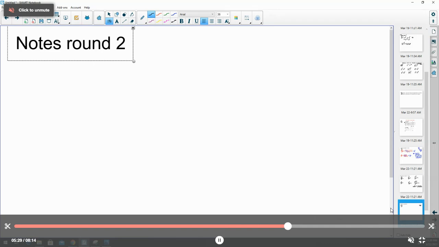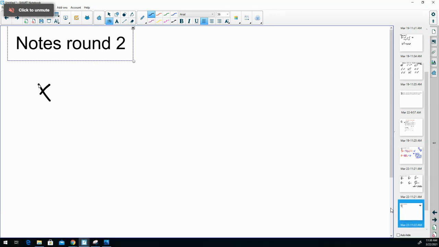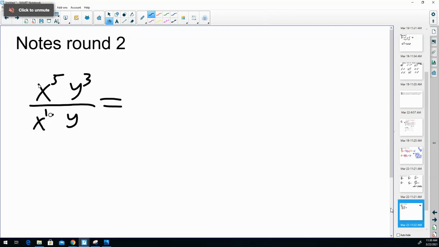Okay, here comes notes round 2. What if we had multiple letters or a letter and a number? All right, so all we're going to do is we're going to have x's with x's and y's with y's. So x to the 5th times x to the 3rd over x to the 11th and y. 11 minus 5 is 6. And remember, that's really y to the 1st. So 3 minus 1 is y squared. Okay, so 3 minus 1 is 2.